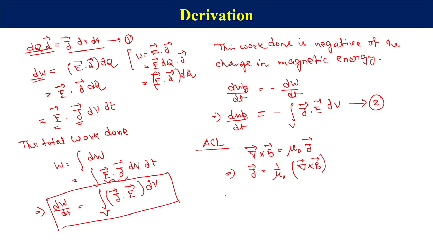I'm writing it in the next page. So we are going to get dWb upon dt equal to minus of 1 upon mu naught, volume integral of curl of the magnetic field dot E dV. Now this is very interesting. Here we have got a quantity which contains the dot product of curl of magnetic field and the electric field. So how to resolve this?